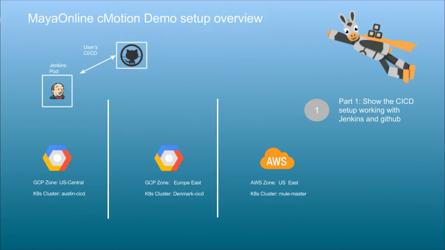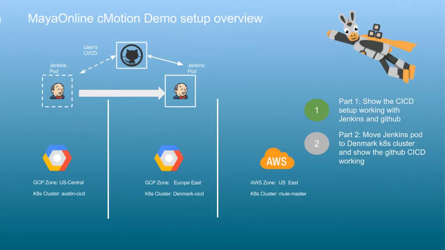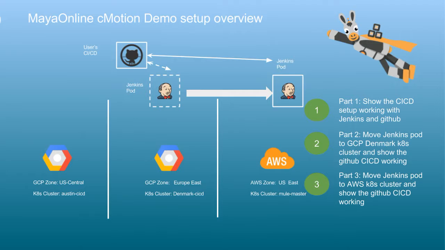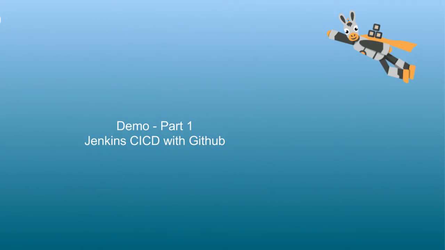In this demo, we first run the build on a GitHub commit on Austin cluster. Next, without any change to the cluster or the application, using CMotion, we move the Jenkins pod to the Denmark cluster and verify the Jenkins build process there. Next, using CMotion, we move the Jenkins pod from Denmark cluster to AWS cluster and verify that the Jenkins build process on AWS continues to work. Finally, using CMotion, we move the Jenkins pod back onto the Austin cloud and verify working of the Jenkins pod. Let us get to the demo.